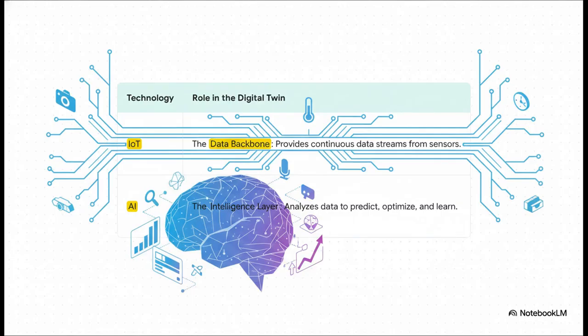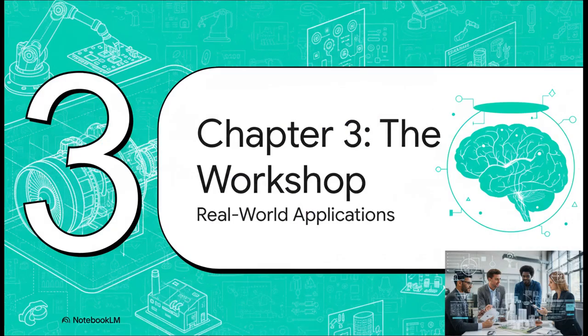And really, this whole thing boils down to two key pieces of tech. You've got the Internet of Things, or IoT. Think of that as the nervous system, the data backbone with all its sensors, constantly feeding information from the real world. But data is just noise without a brain to understand it. And that's where artificial intelligence comes in. AI is the intelligence layer. It's the brain that analyzes all that data to spot patterns, predict what's going to happen next, and even learn as it goes. Okay, so we've got the blueprint and we've got the nervous system.